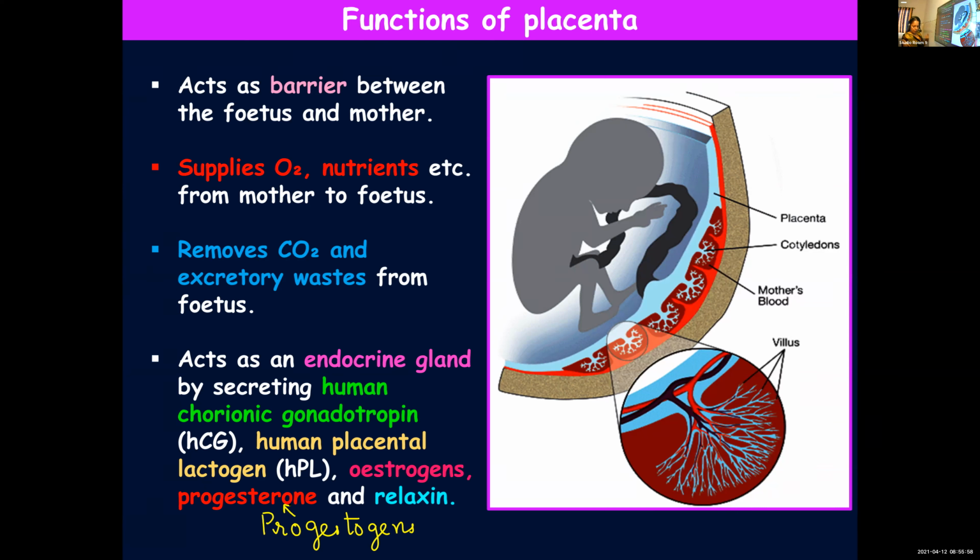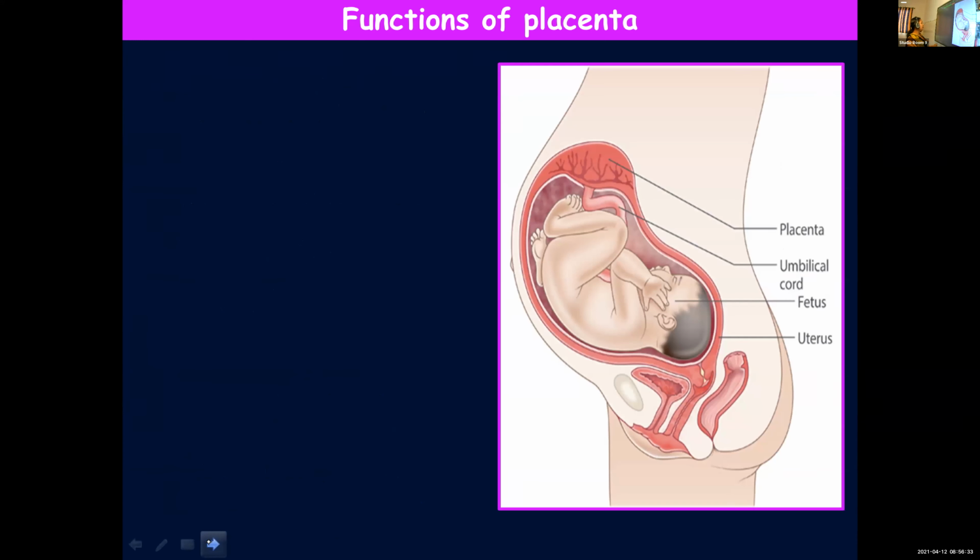It helps in regulation of menstrual cycle, maintenance of pregnancy, preparing mammary glands for lactation, and finally relaxin. It will help in relaxing the pelvic ligaments and also softens and widens the cervix so that it can facilitate childbirth, or so that the childbirth can take place easily. Okay, so these are the different functions of hormones. So endocrine function, supply of nutrients, and removal of waste. These are the main functions performed by placenta.